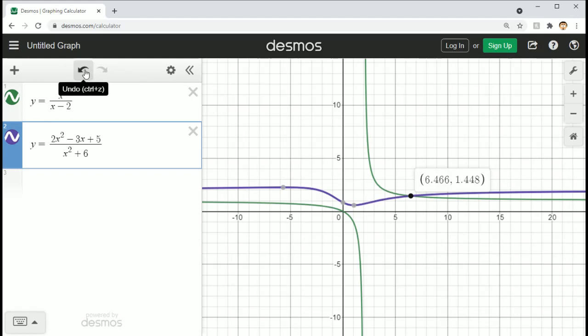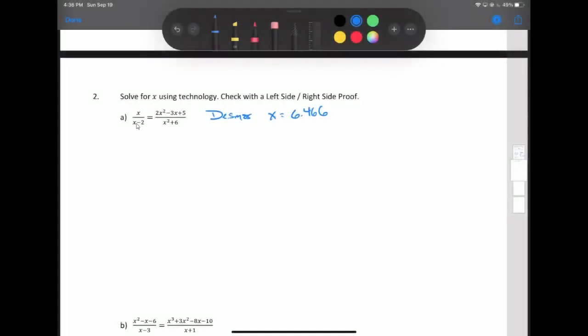Going to go back now to my page. And before I go too much further, I'm going to point out that there are a couple of restrictions here. From the left-hand side right there, x cannot equal 2. And on the right-hand side, the bottom, there actually is no restriction because x squared plus 6 will never be 0. It's always going to be 6 or greater. So now a left side, right side proof.